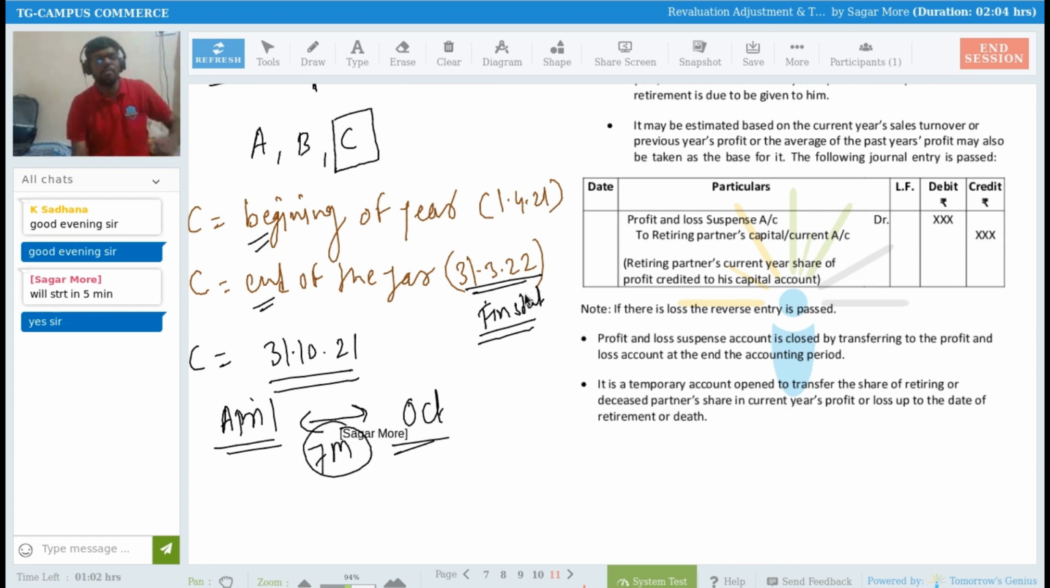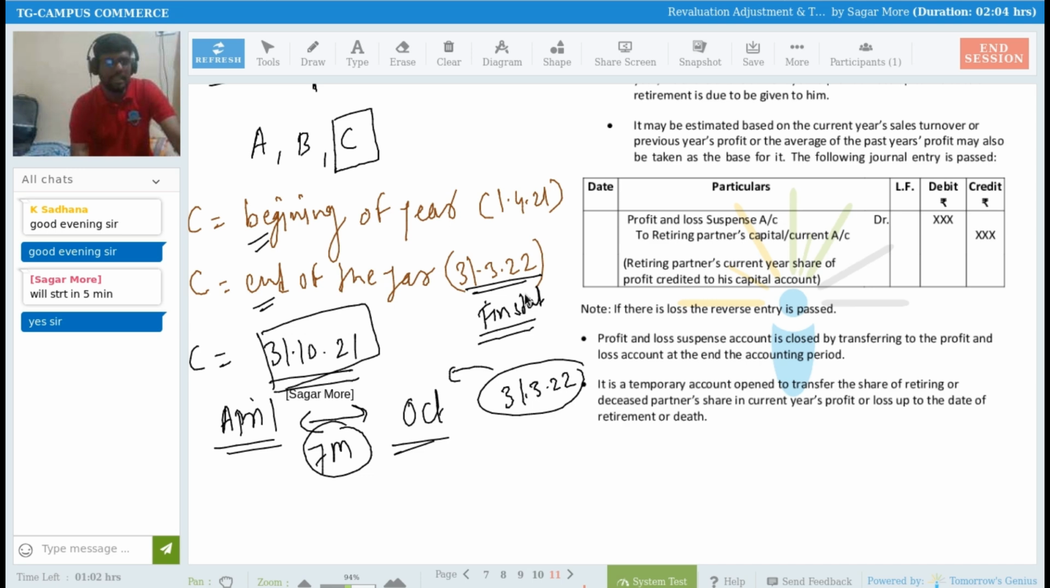But sir, we know that we are going to prepare the financial statement only on 31st of March 2022. Not before that, no? Right? You cannot prepare the balance sheet and profit and loss account on 31st of October 2021 only because of the retirement of partner C. You are going to prepare that only on 31st of March 2022, right?